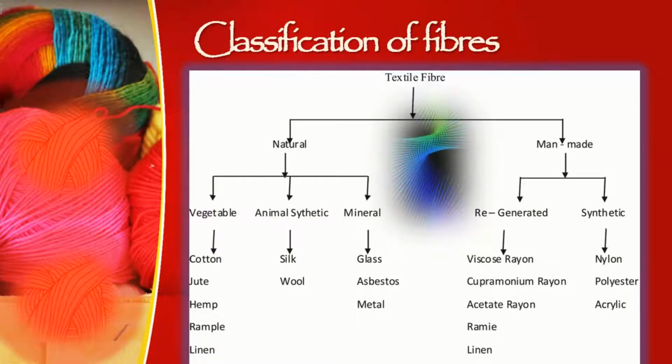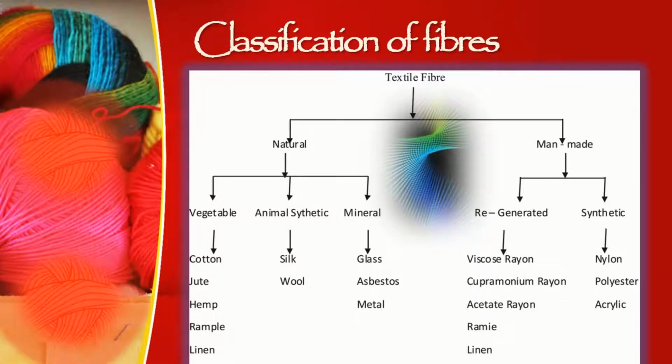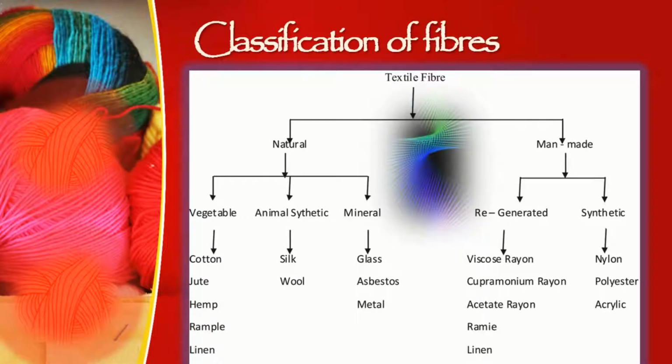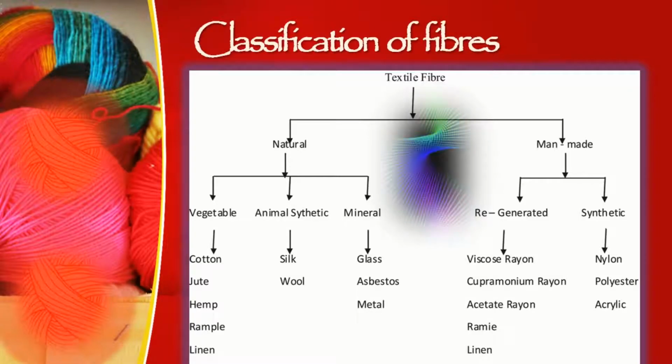Now coming to classification of fibers. Basically, textile fibers are divided into two main parts, that is natural and man-made. Natural fibers are further divided into vegetable fiber, animal fiber and mineral fiber. Vegetable fiber is divided into cotton, jute, hemp, ramie and linen; animal fiber into wool and silk; and mineral fiber into glass, asbestos and metal. Man-made is divided into regenerated and synthetic. Further classification you can see on your screen.